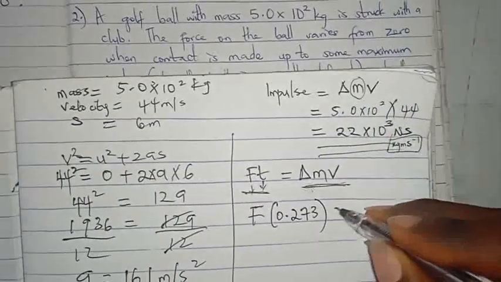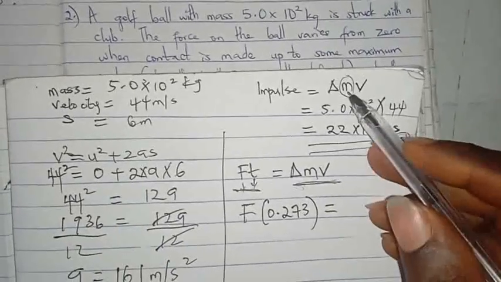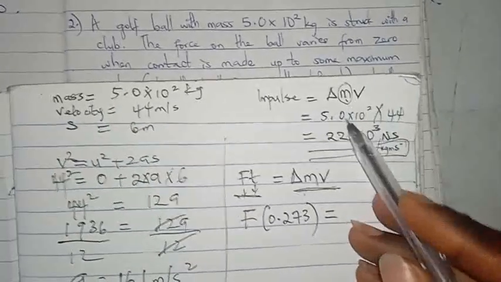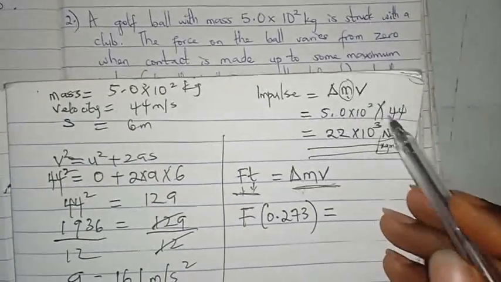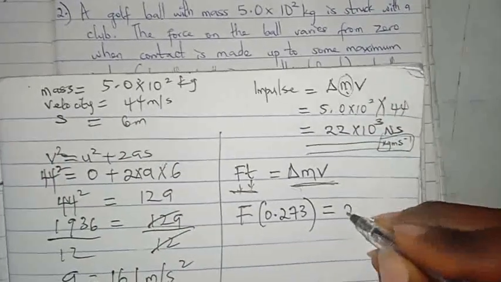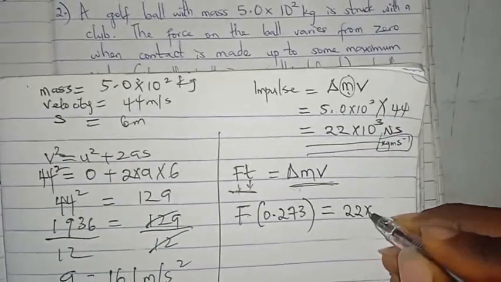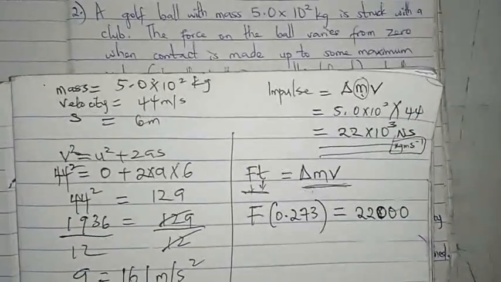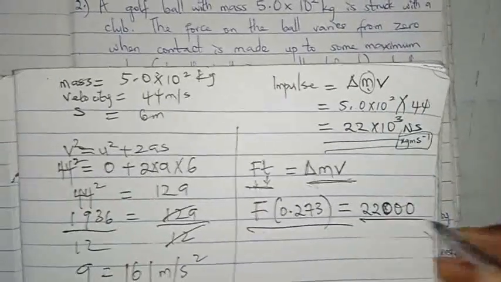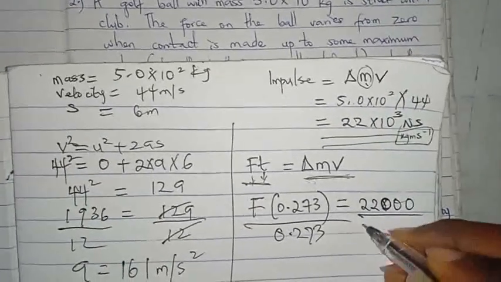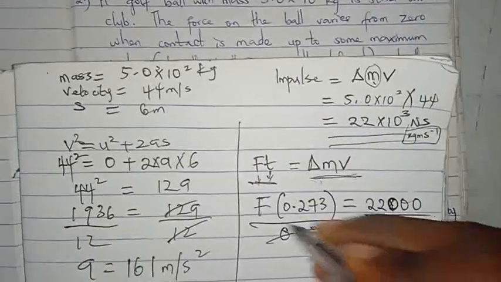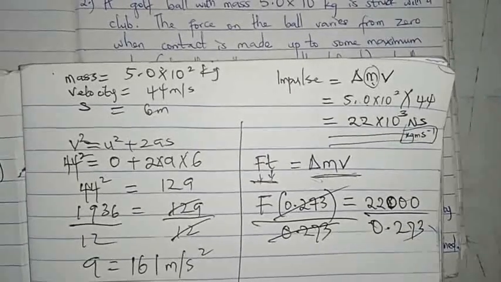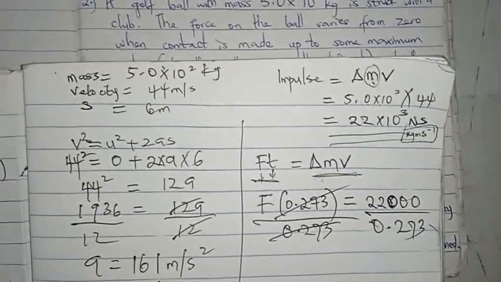0.273 equals momentum. Remember that the mass is 5.0 times 10 raised to the power 2 times 44, so we've gotten it to be 22,000, or 22 times 10 raised to the power 3, which is 22,000. So if we divide both sides now by the coefficient of force, which is 0.273, you now have 22,000 divided by 0.273.